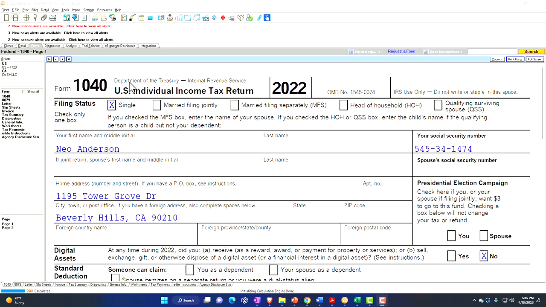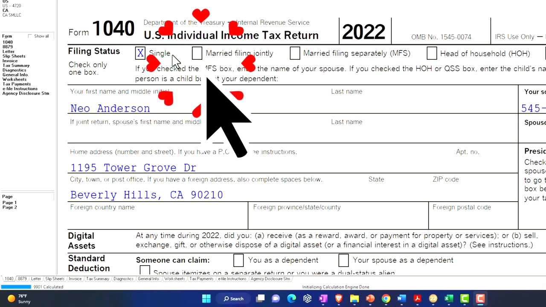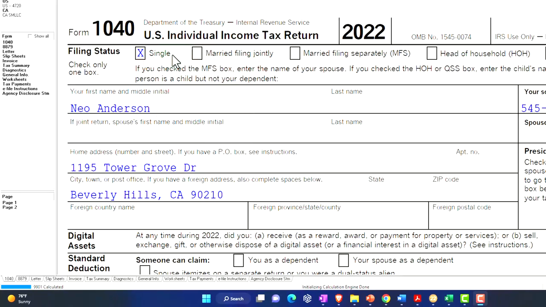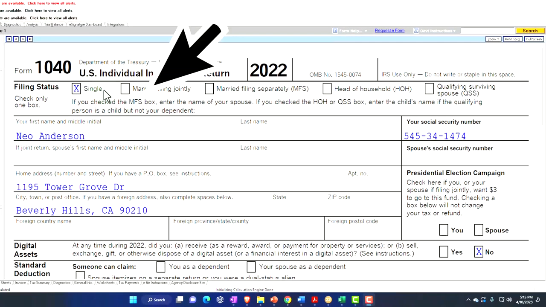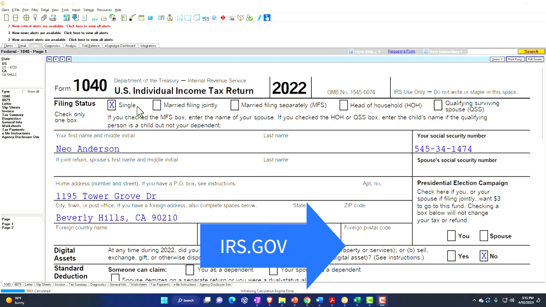Here we are in our example form 1040 populated using Lacerte tax software. You don't need tax software to follow along, but it's a great tool to run scenarios with. You can also get access to the form 1040 related forms and schedules at the IRS website, irs.gov.